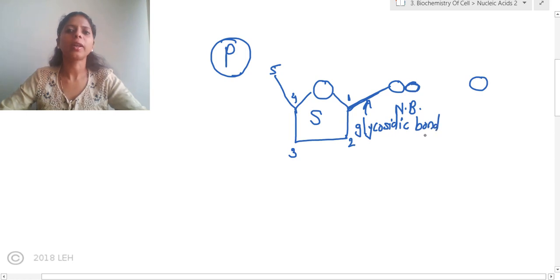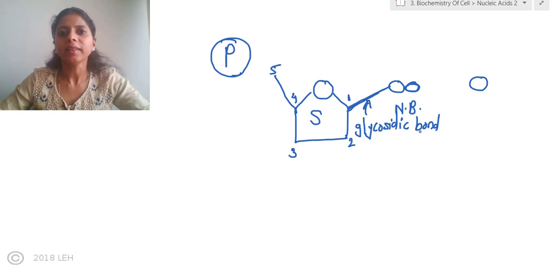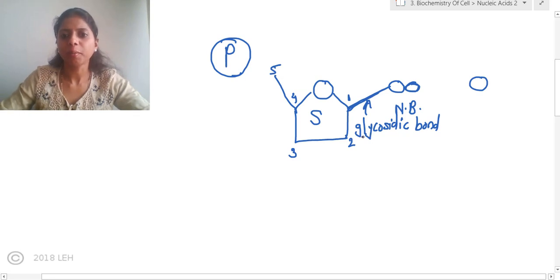This bond is called the glycosidic bond. So this is the glycosidic bond. Now the next connection. The third component and the second component got joined to each other. Now the phosphate group is to join to the sugar. The phosphate group always joins to carbon number 5, the 5th carbon of the sugar.